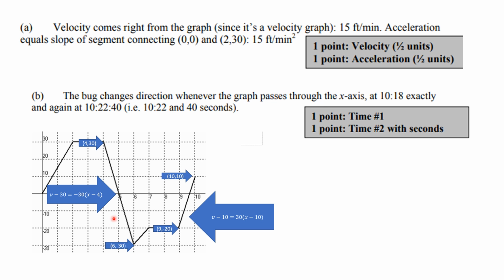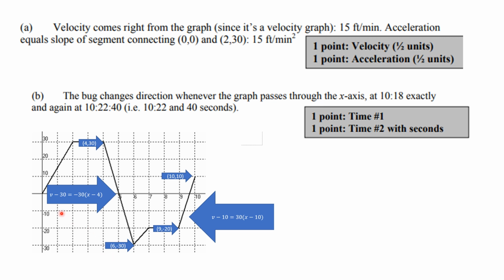Now, you change direction when the velocity changes from positive to negative. So the particle is going in a positive direction here, here, and here, but then it starts going in a negative direction after you cross this. So it changes direction twice, here and here. And so it changes direction when the graph passes through the x-axis. And remember, we started at 10:13. And you see, this point is 4, 30. This point is 6, minus 30.